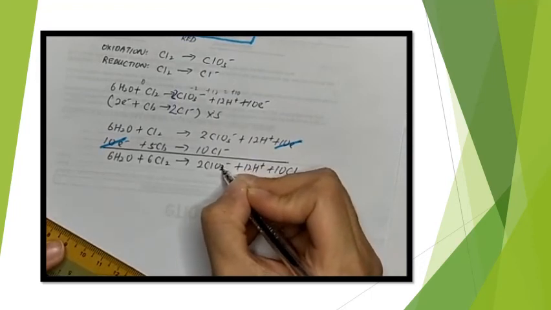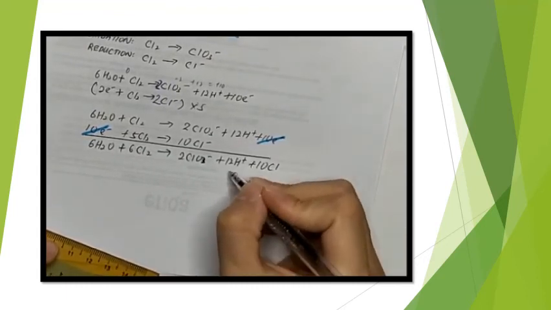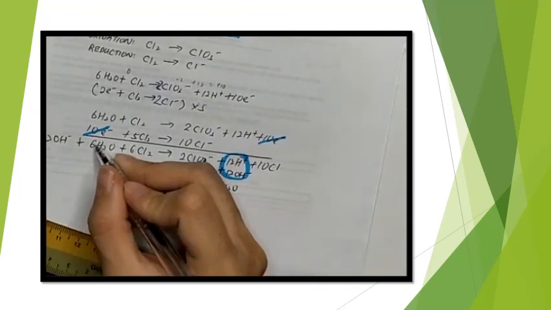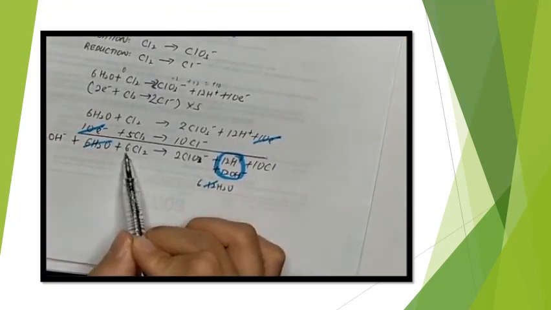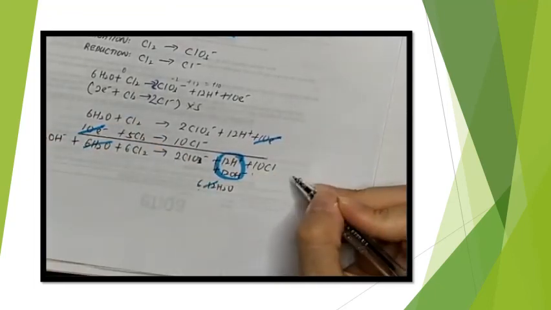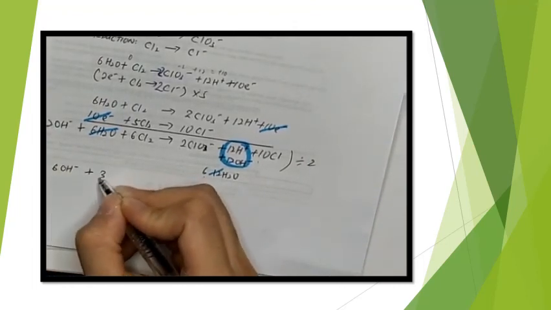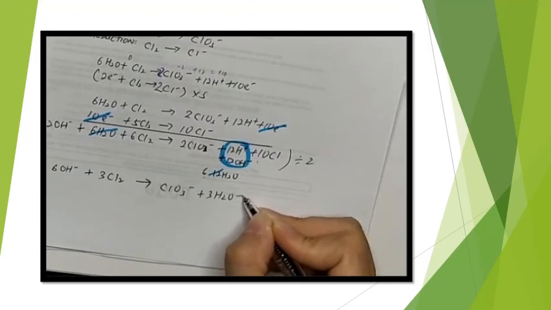Okay, now we check. This question wants to balance the equation in basic medium, so meaning that I need to add 12 OH negative at the reactant side and 12 OH negative at the product side, and then here we become 12H2O. So here cancel 6, and then here remain 6H2O. Okay, one more thing, 12, 6, 2, 6, 10, mean that the whole equation I can divide it by 2. So simplify the equation with 6 OH negative plus 3 Cl2, and then form ClO3 negative plus 3H2O, and then plus 5 Cl negative.